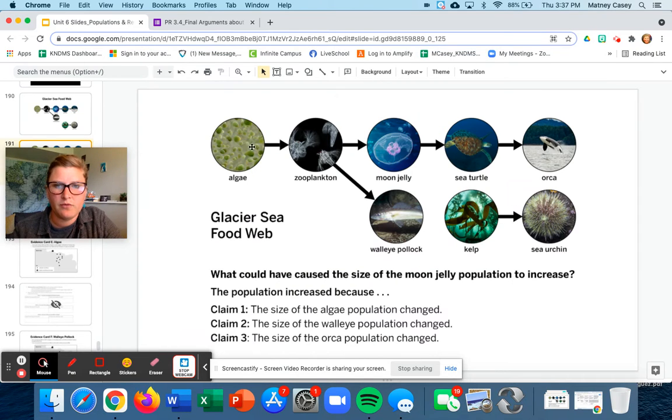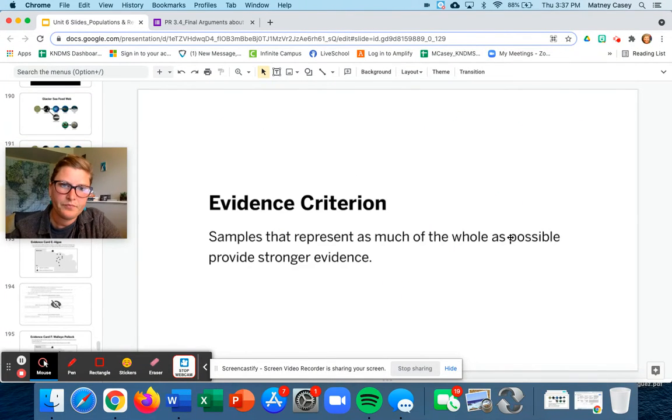Right now, we know that food webs, even if an organism is not directly connected by an arrow in a food web, those populations all affect one another as long as they're in the same food web. So all 3 of those claims look pretty good right now, but I'm going to present you with some evidence that you need to analyze in order to pick which one you think is right. We do know that the kelp and the sea urchin are in a totally different separate food web because they just have one arrow between them and they're not connected to the Glacier Sea food web. So at least we know it's not them.